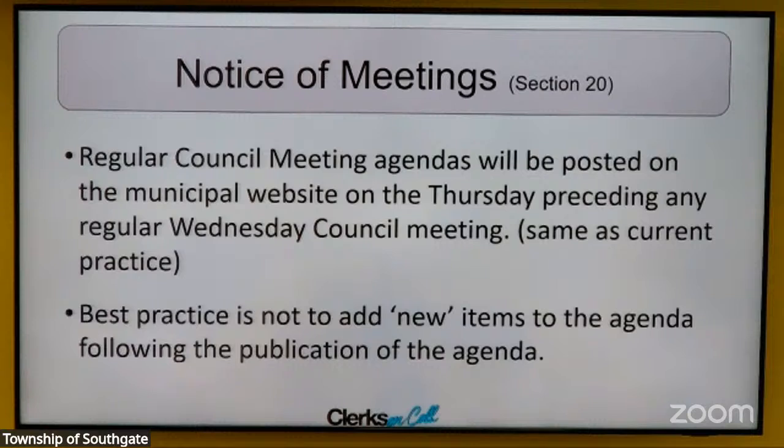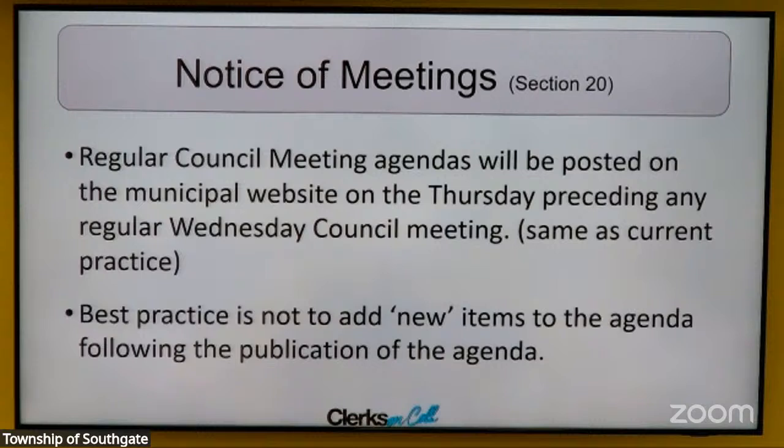Section 20.3 is a new section of the bylaw, and it has been added to clarify that new items of business will not be added to the council agenda after its publication. And this is a best practice, as adding new items of business really goes against the principle of transparency, as the public wouldn't necessarily be aware of any of these added items or have sufficient time to review them and request a delegation if they had a concern with it.